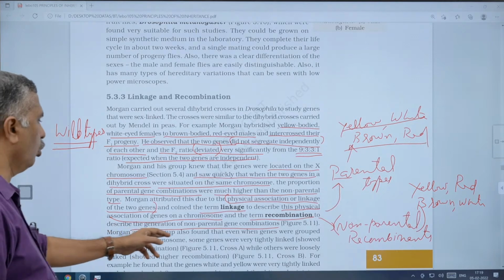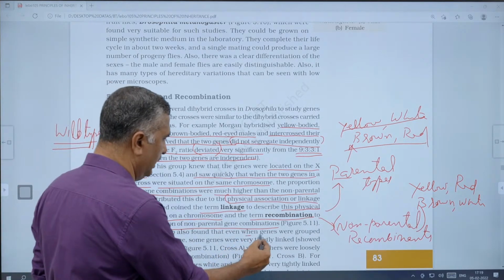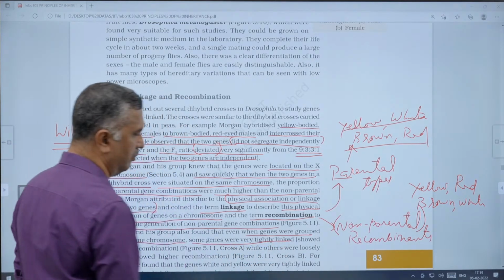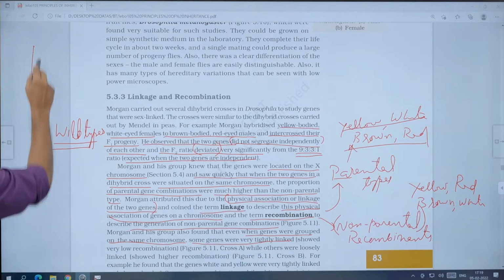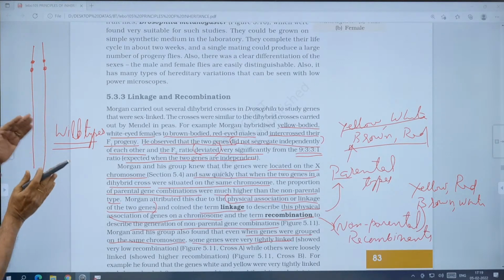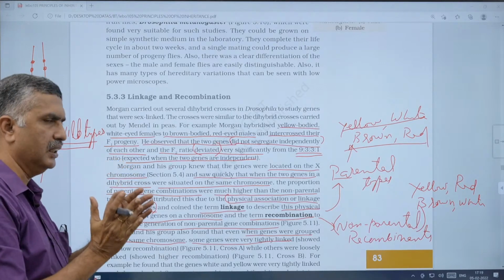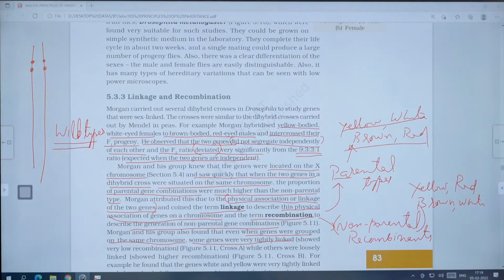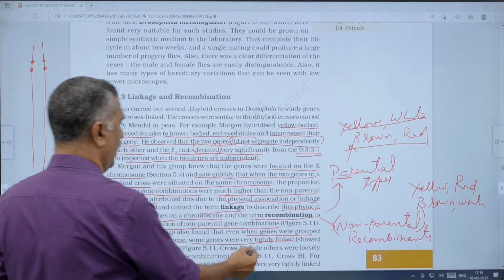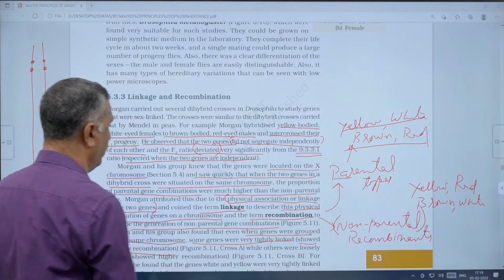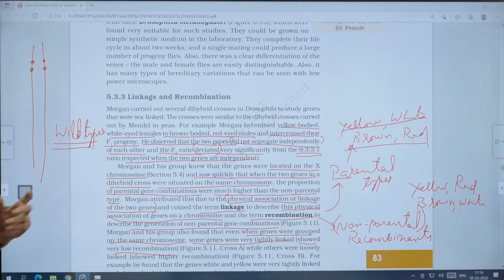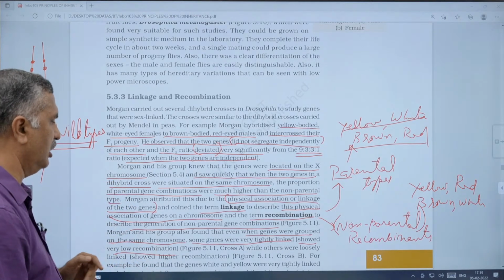Morgan and his group also found that when genes were grouped on the same chromosome, some genes were very tightly linked. If two genes are located on the chromosome very close to each other, they will be tightly linked, a close physical association, and there will be no chance of crossing over or recombination. Tightly linked genes showed very low recombination, so they clearly show linkage.